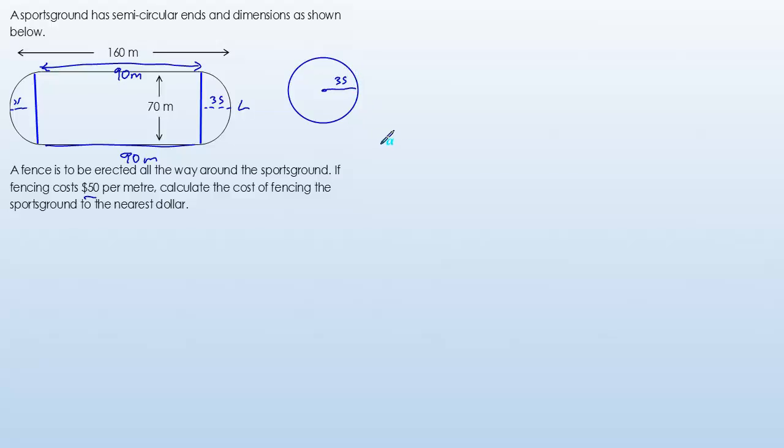So we know that the radius of that circle would be 35. So the perimeter would be 90 along this edge, add 90 along this edge, and then putting the two semicircles together gives us this circumference, which is going to be 2 times pi times the radius. So we can calculate that.